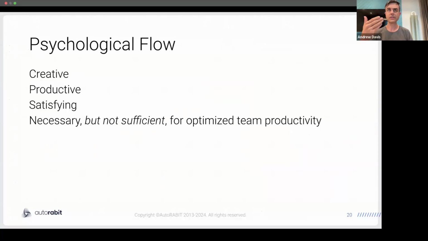So this characteristic of psychological flow that I introduced, it's creative, it's productive, it's satisfying. And it's the most productive, the most satisfying part of our work from an individual point of view. It's necessary for a really highly productive team, just like for a highly effective sports team, you need strong individual athletes. But it's not sufficient. You can't just have a workplace where you hire everybody to stay in flow all the time, like playing video games, without some significant levels of coordination.